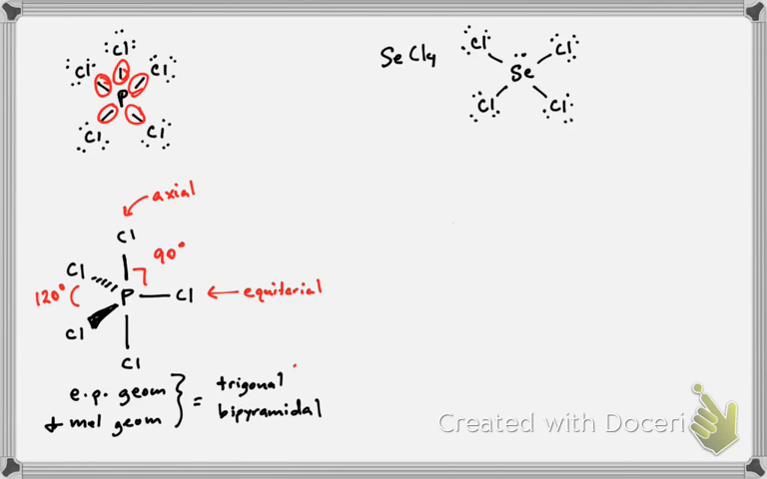All right, so let's figure out the electron pair geometry. So we're going to count around selenium. We've got 1, 2, 3, 4, 5. Okay, so we've got 5 regions of electron density. What that tells me right away is that I'm going to take on an electron pair geometry of trigonal bipyramidal.